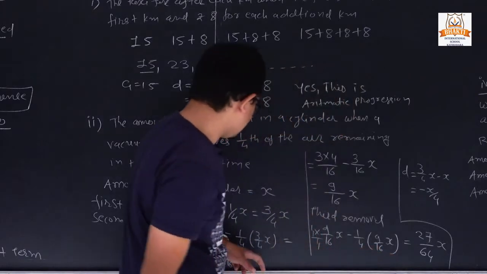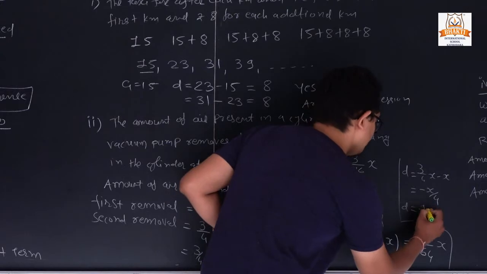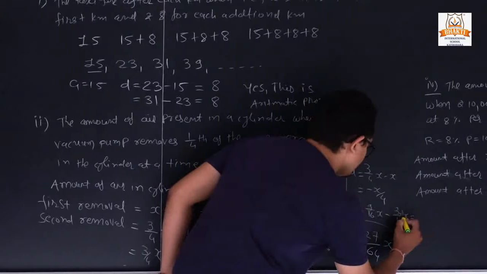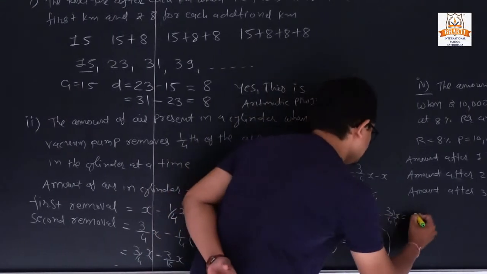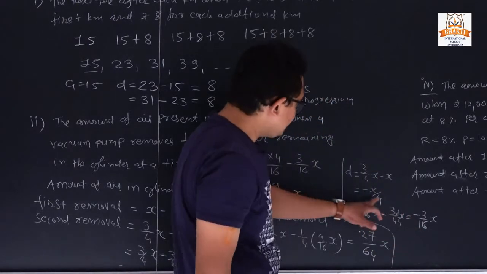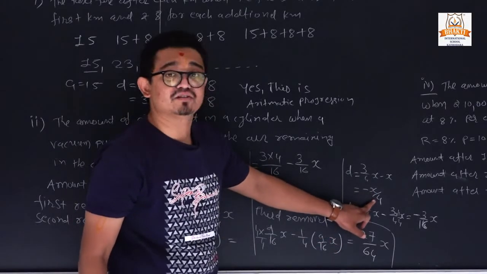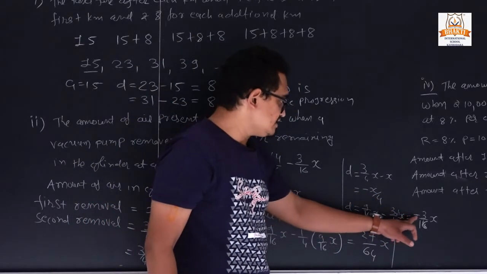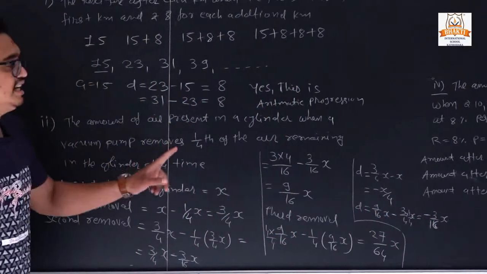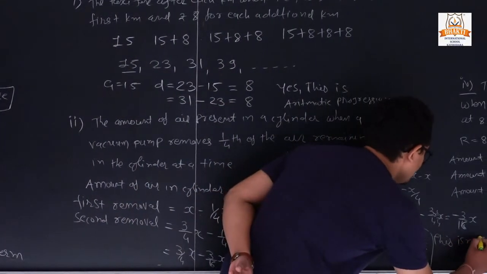Once again we take the third term minus the second term. So 9 upon 16 x minus 3 by 4 x. Here 16 is the LCM, so 9 minus 12. So it is minus 3 by 16 x. So it means what? We cannot get the same difference every time. First time the difference is minus x by 4, second time the difference is minus 3 upon 16 x. These both are not the same. So this situation is not an arithmetic progression. So we can write this is not AP.